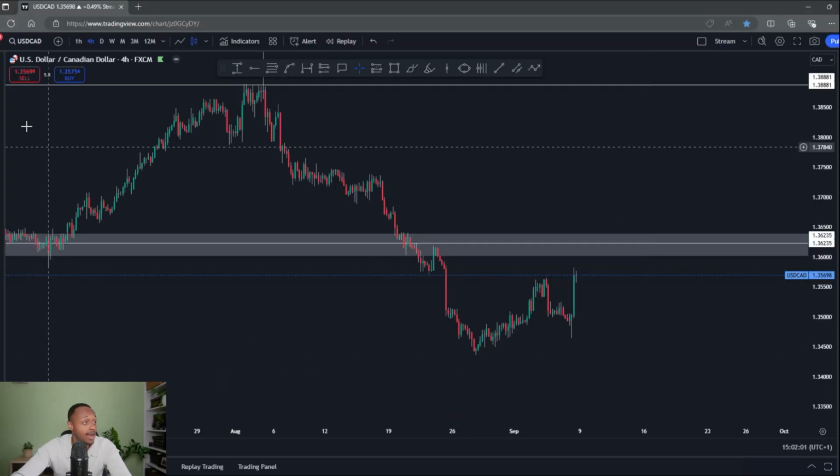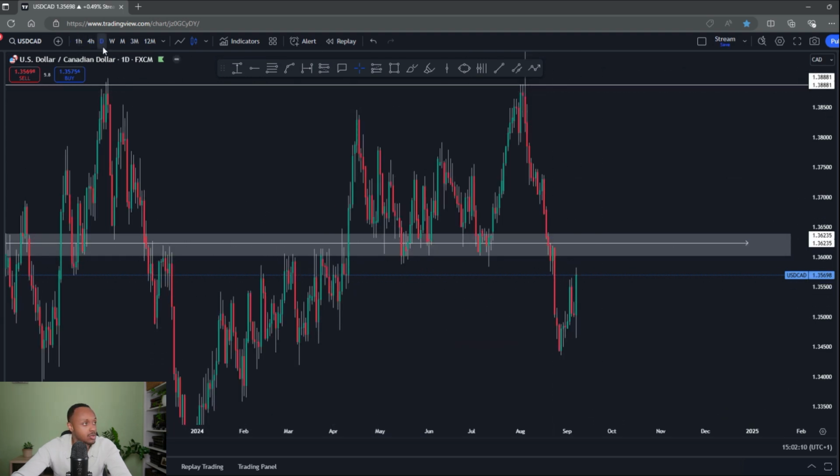Okay, so over to dollar CAD. So dollar CAD, I'm still bearish with this one. We've had a bit of a lift to the upside this week. Of course, NFP really did help with that on Friday. I am still really bearish on this one longer term.